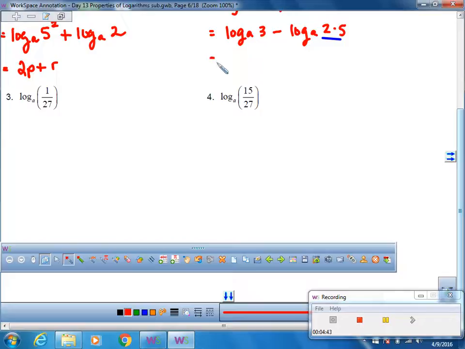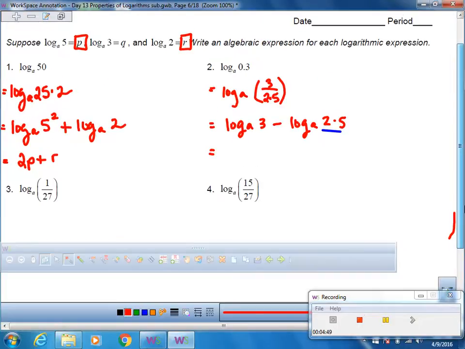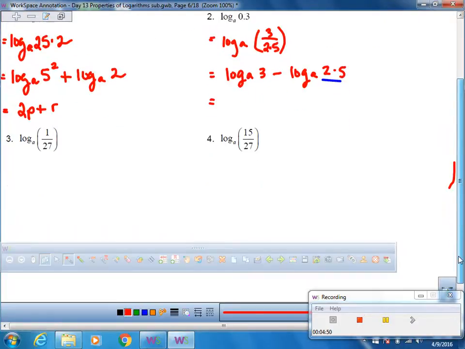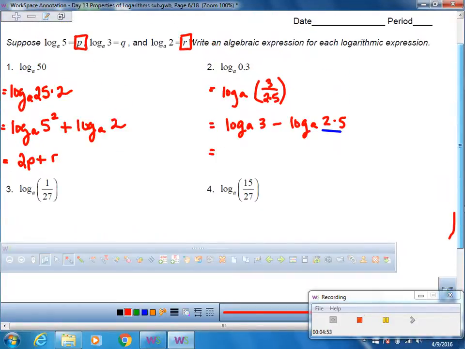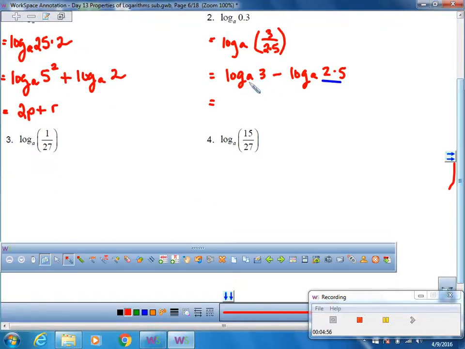So now I have log A of 3. What was A to the 3? A to the 3 is Q. So if A to the 3 is Q, that's going to turn into a Q minus log A of 2 times 5.